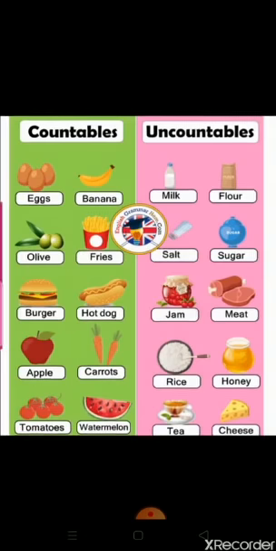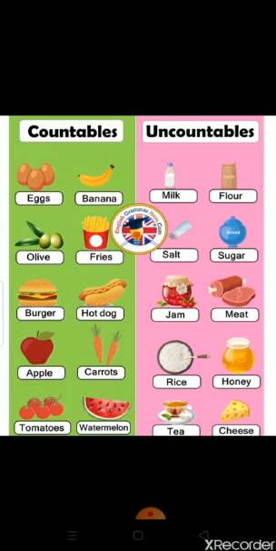Read the information in the lookout box, then divide the food and drink in exercise 1 into 2 groups, countable and uncountable nouns. What are countable and uncountable nouns? Countable means, what is countable? Yeah, the things that you can count. It's very easy. And uncountable means things that you can't count.